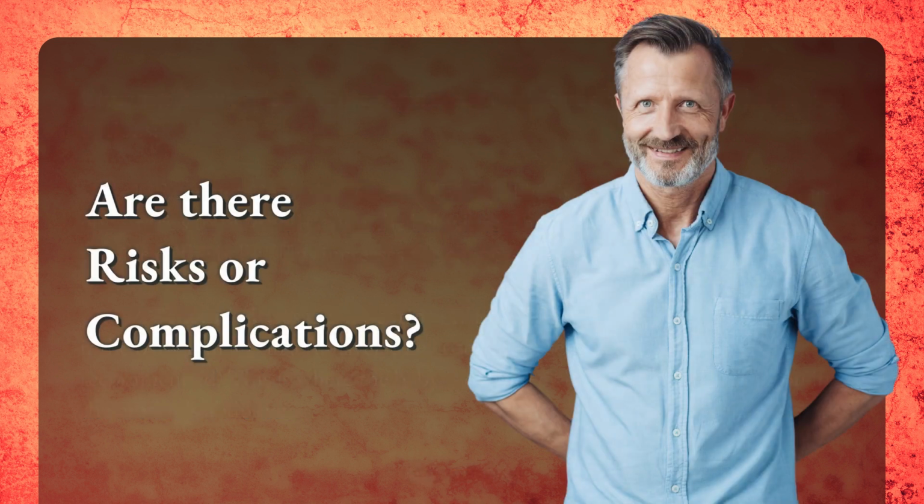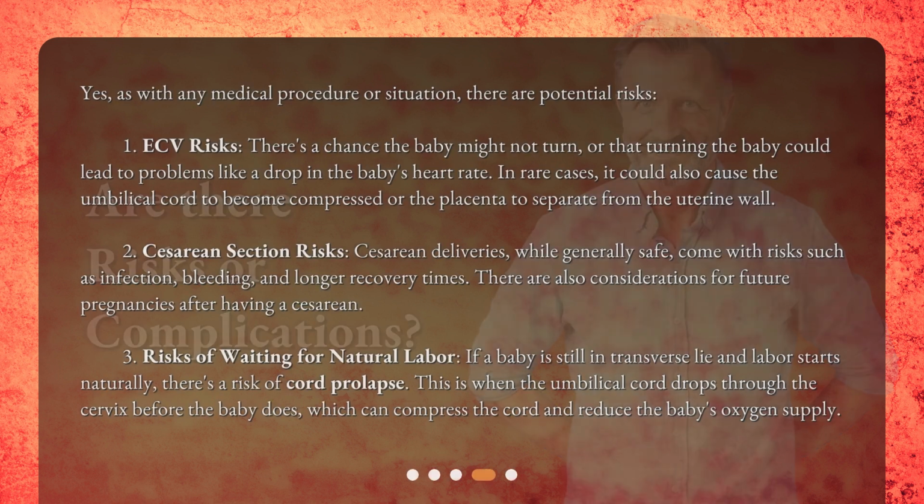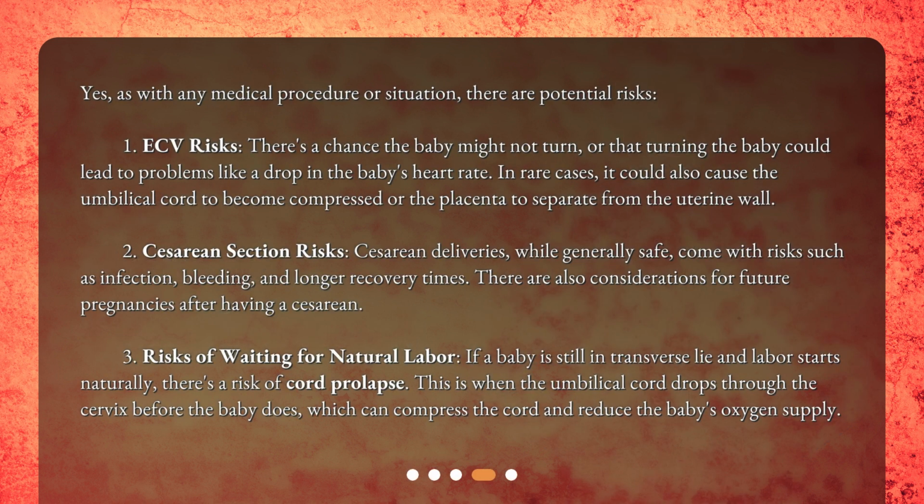Are there risks or complications? Yes, as with any medical procedure or situation, there are potential risks. 1. ECV risks. There's a chance the baby might not turn, or that turning the baby could lead to problems like a drop in the baby's heart rate. In rare cases, it could also cause the umbilical cord to become compressed or the placenta to separate from the uterine wall.